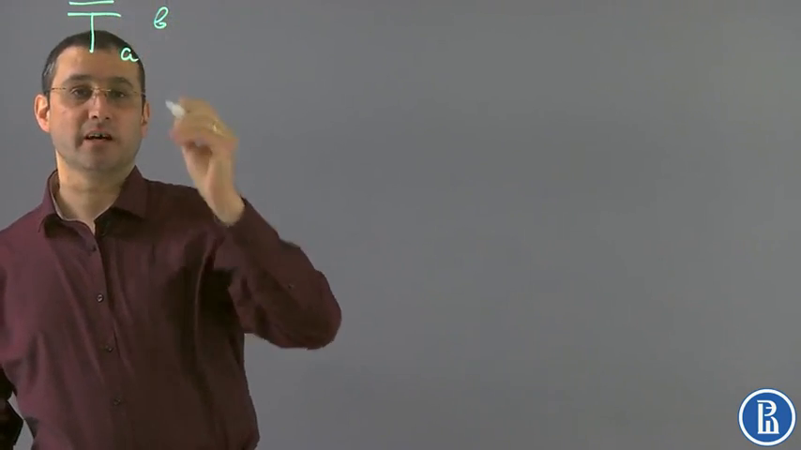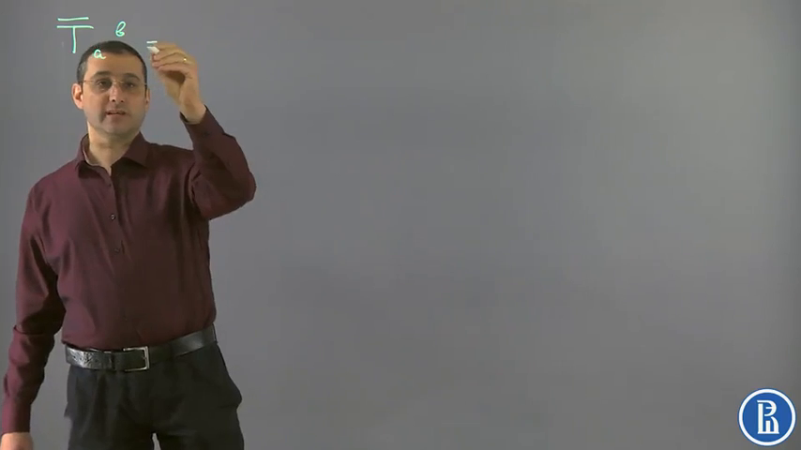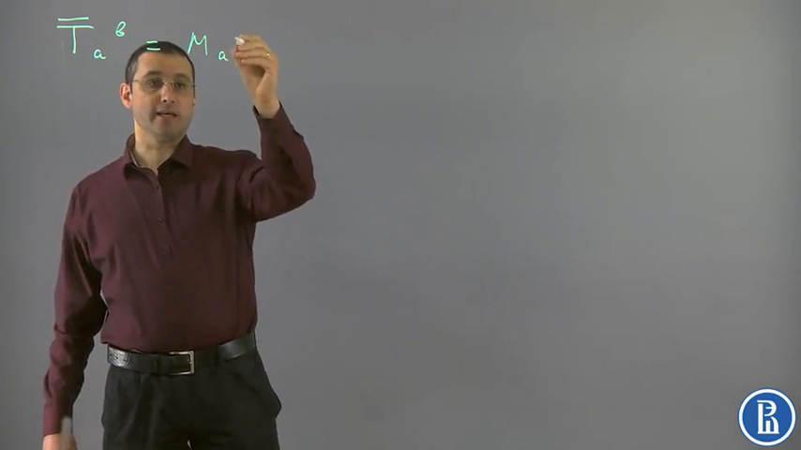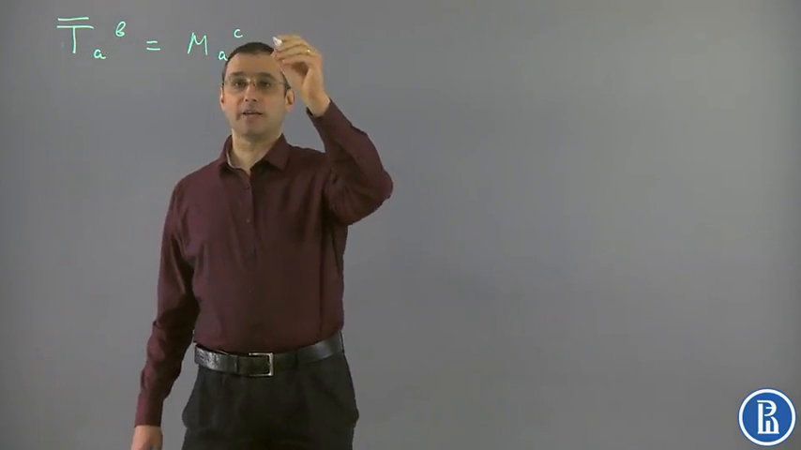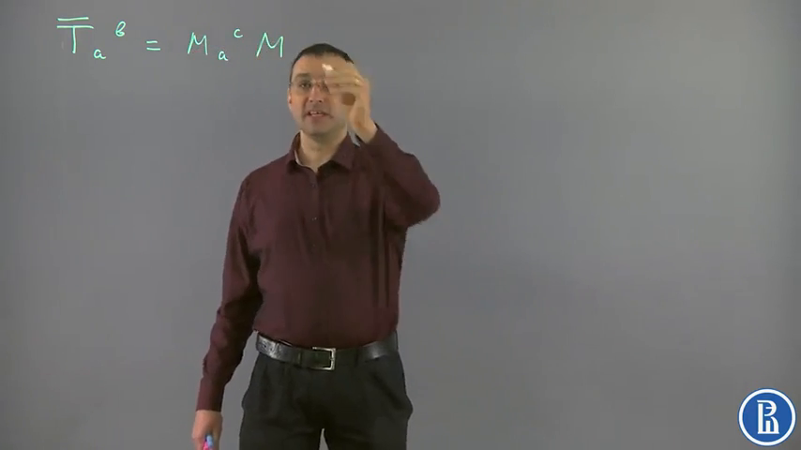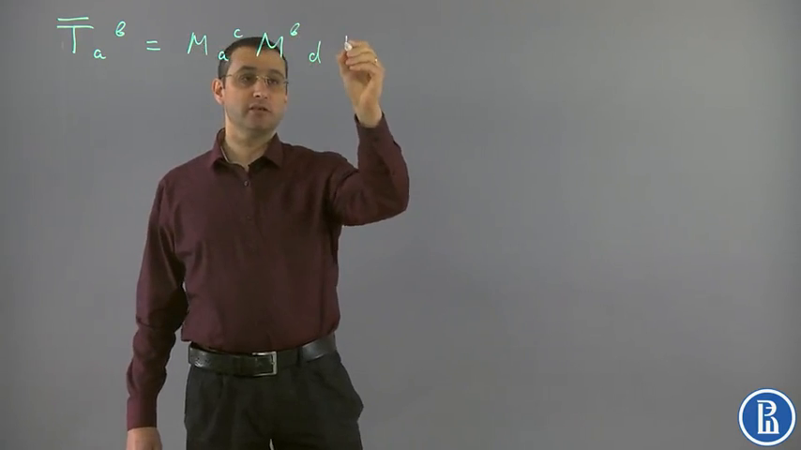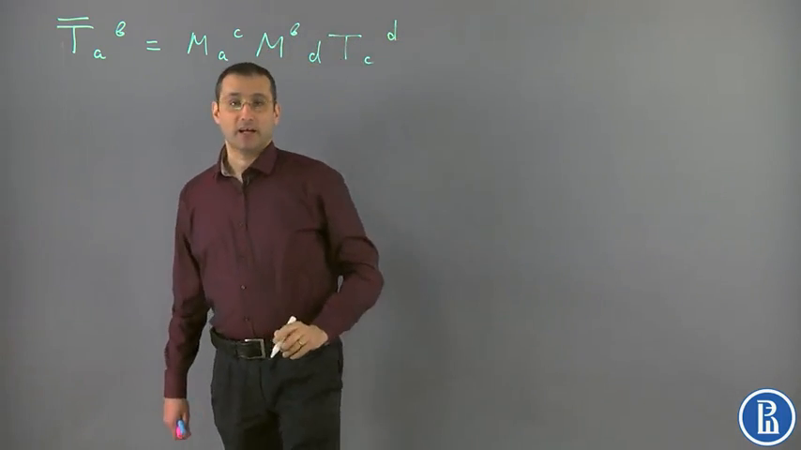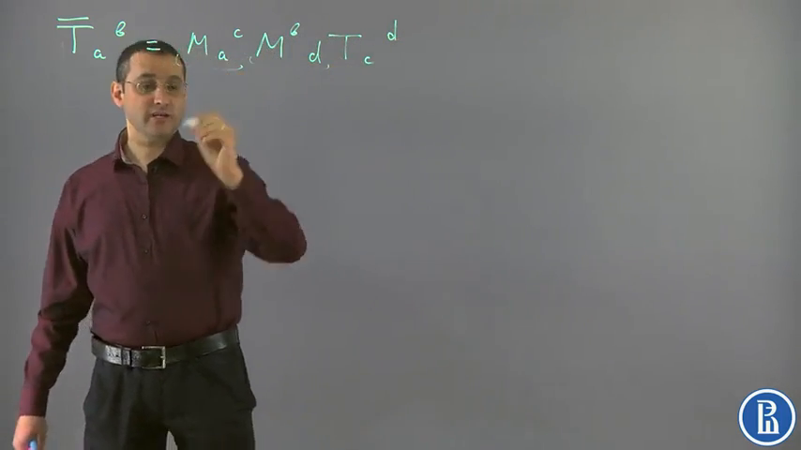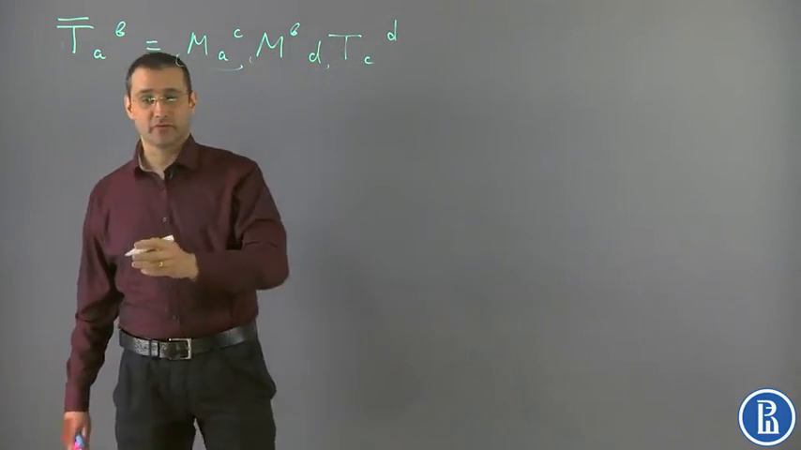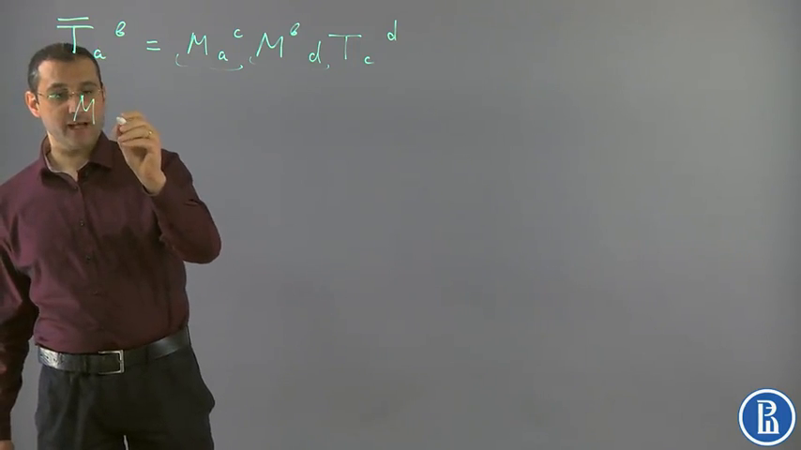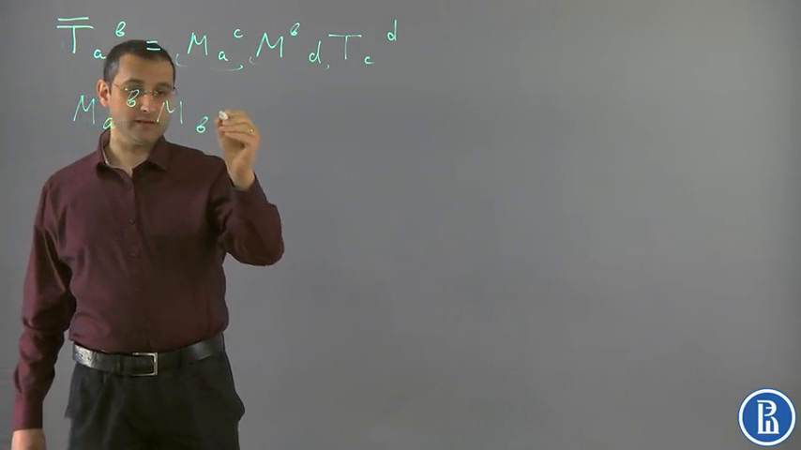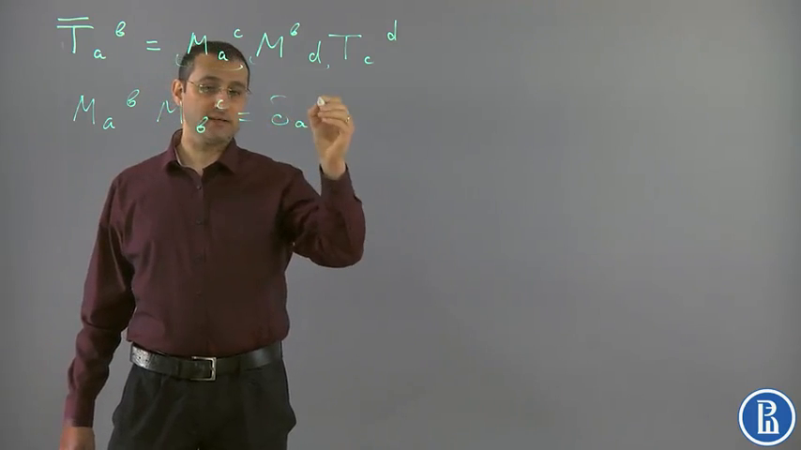It transforms according to the rule as follows, that there is M^A_C, and M^B_D, T^{CD}. And what is the difference between this and this matrix? The one is the inverse of the other, namely if we have M^A_B, M^B_C, this is delta^A_C.